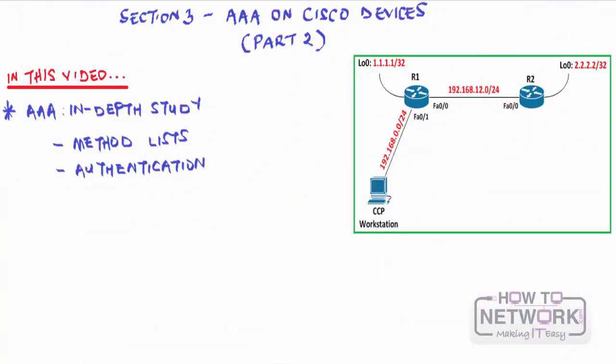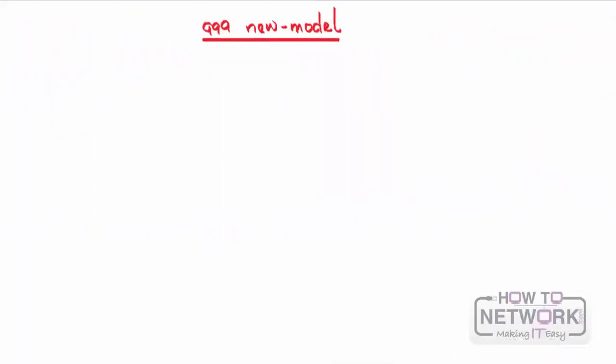In this video, we'll look at an in-depth study of AAA. We will consider method lists and then focus on authentication. Now let's talk about this command for a moment, aaa new-model. Remember that this is the command that we use to enable AAA on our Cisco devices.